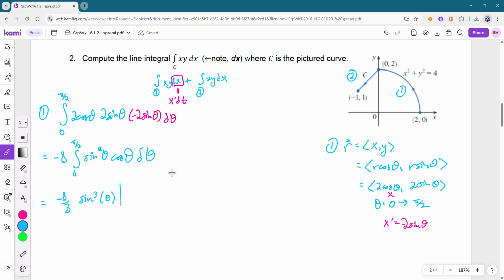Again, you could do a u-sub with u equals sine here, and you'd get to the same place eventually. Evaluating from 0 to pi over 2: if we plug in pi over 2 to sine, that's going to give us 1, so this gives us 1 cubed. Plug in 0 to sine, we get 0. And so at the end of the day, this just hands us negative 8/3 for the value of our integral over our circular portion here.